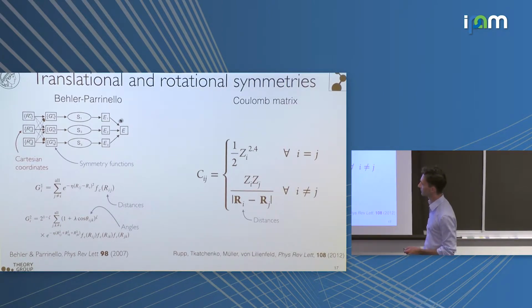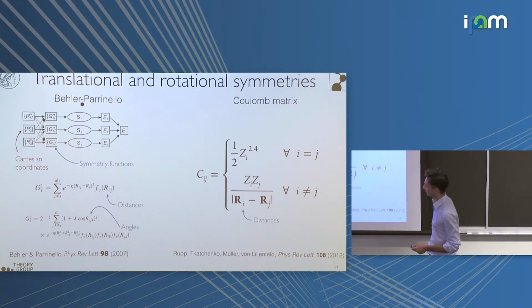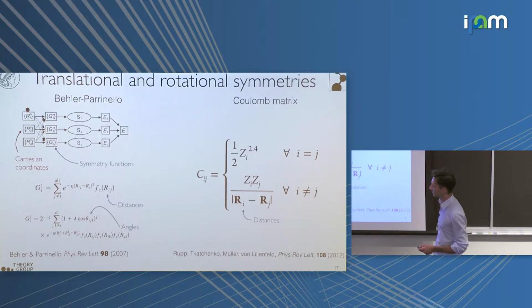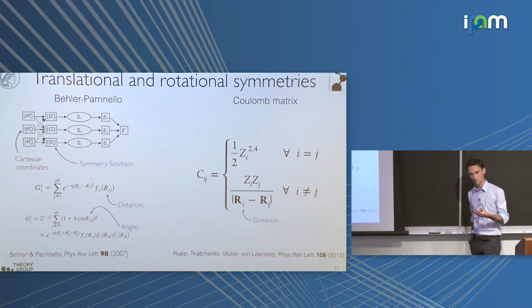So if you take, for instance, the Behler-Parrinello neural network, it's my one neural network example. You start from Cartesian coordinates, and then you featurize them into these symmetry functions. And these symmetry functions, as shown here, are only functions of interparticle distances and then angles. And so working with distances and angles directly makes them translationally and rotationally invariant.